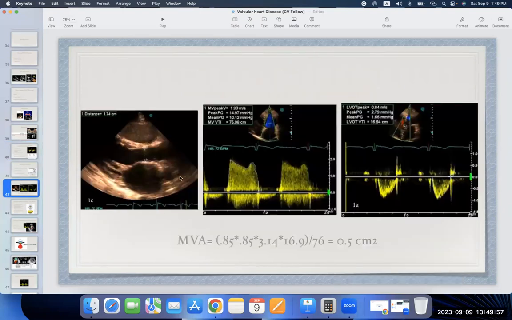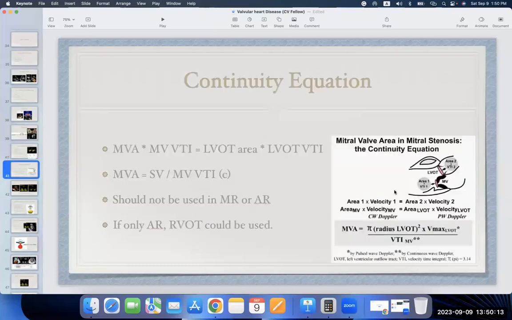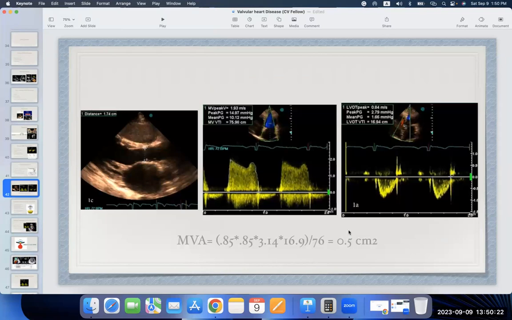So you measure the continuous wave. I think I have a picture here. You trace the wave of the mitral VTI, and then you will get the mitral valve VTI, mean pressure gradient, peak gradient, and velocity. After you calculate the stroke volume, you divide it by this VTI, and then you will calculate the mitral valve area. But this will also be affected if you have, for example, aortic regurg. It will affect the result. Mitral regurg also will affect the result. If you have aortic regurg, you can use the RVOT instead of the LVOT.